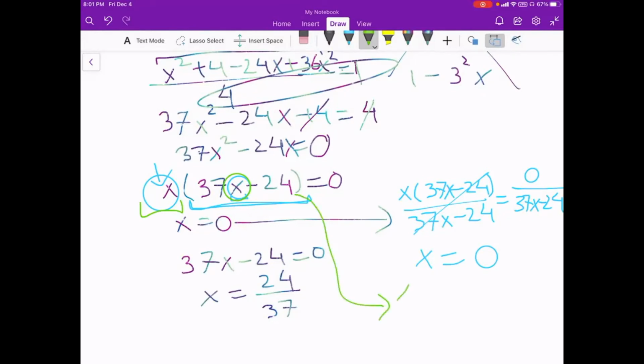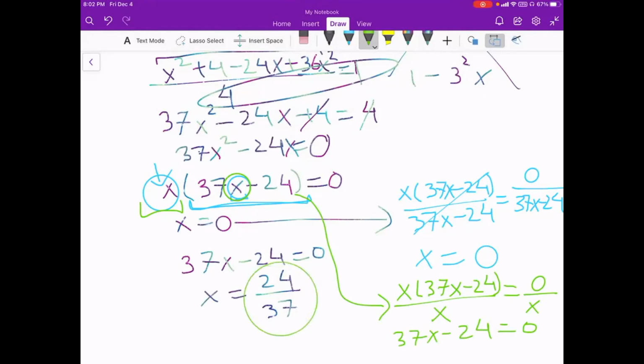If you divide both of your sides by x, you should get 37x minus 24 is equal to 0, because again, 0 divided by anything is 0. And now from there, it's a linear equation, and you solve for x: you add 24 to both sides, and then you divide both sides by 37, and this is what you get. Okay?